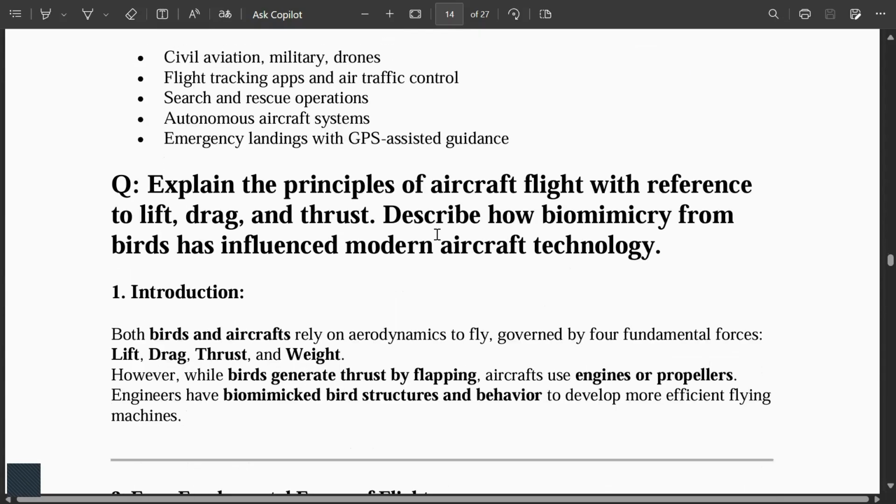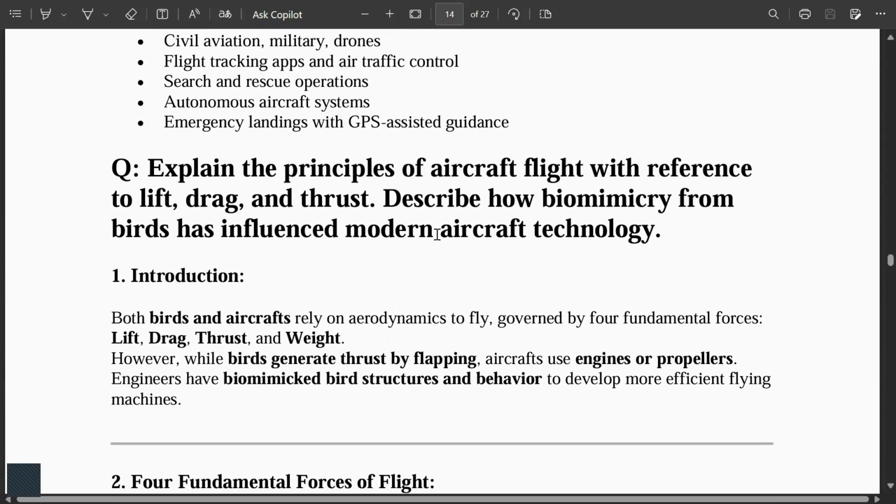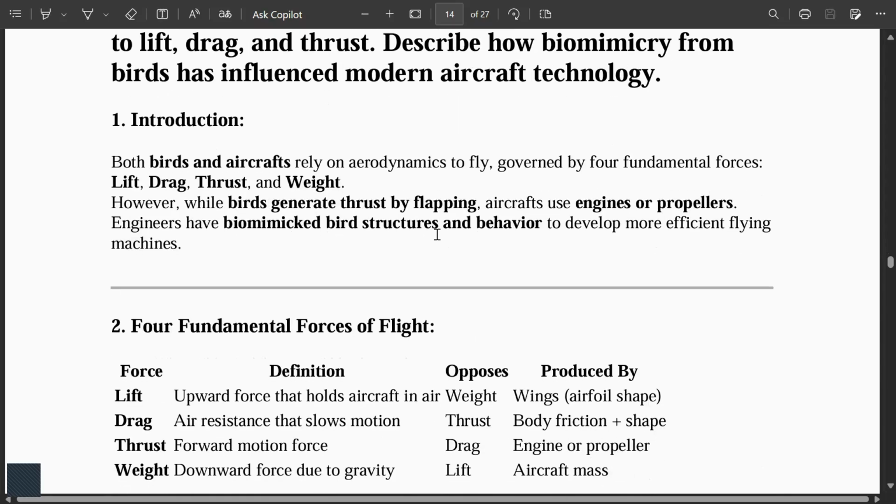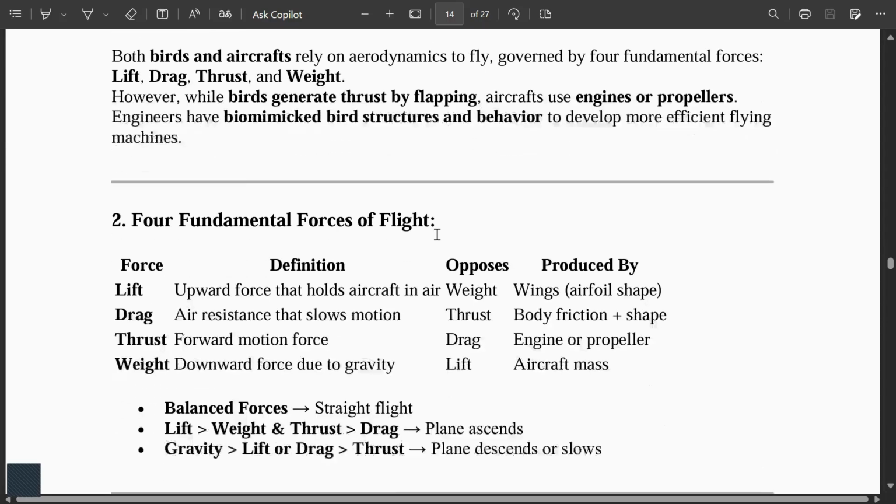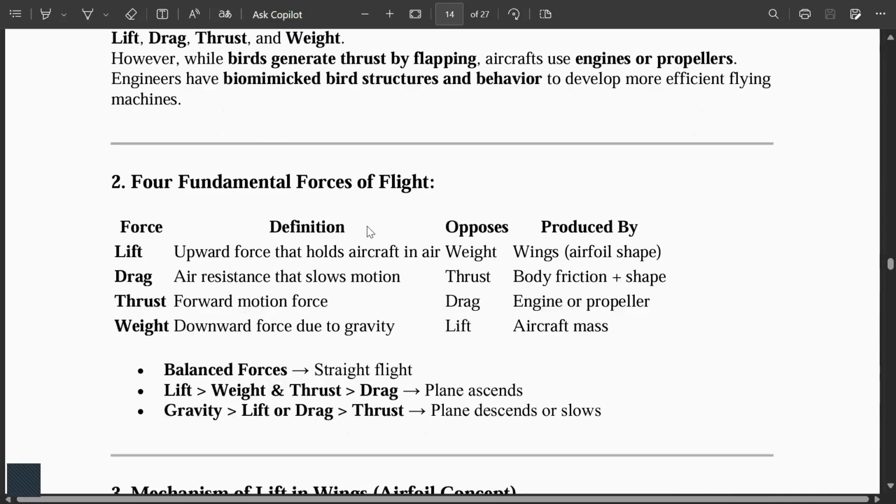Next, explain the principles of aircraft flight with reference to lift, drag, and thrust. Describe how biomimicry from birds has influenced modern aircraft technology. So we have four fundamental forces of flight: lift, drag, thrust, and weight. Based on this, the bird flies. They lift upwards, they drag, that is, air resistance that slows the motion. Then forward motion is done. Then downward force due to gravity pulls them down.